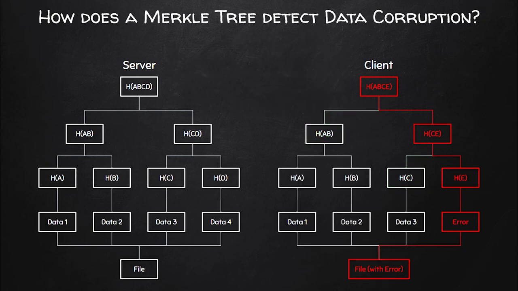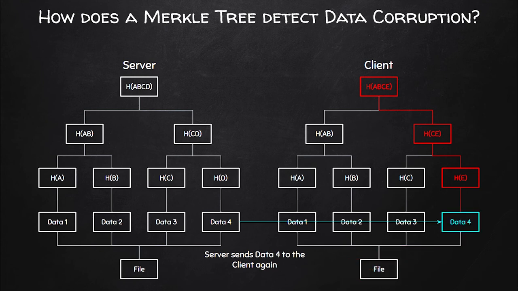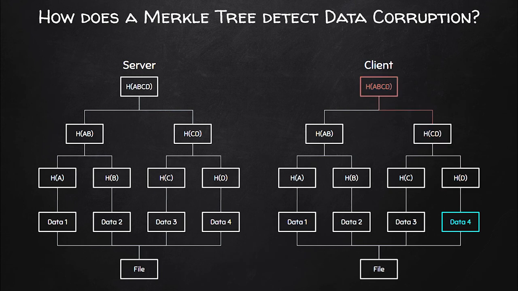With this knowledge, the server is able to resend data packet 4 without having to resend the entire file, conserving the bandwidth of the network as well as time. After the server resends data packet 4 to the client, the Merkle tree is formed again from the newly corrected file in the client's file system.